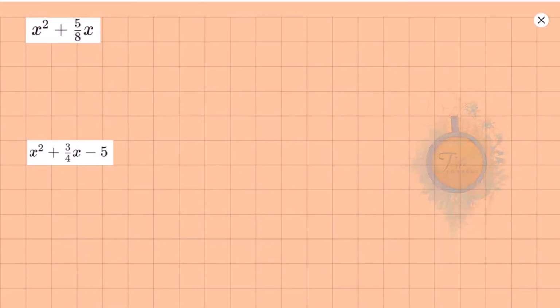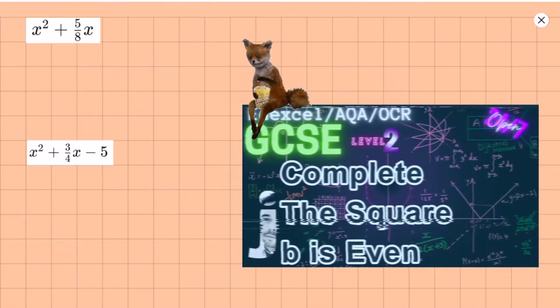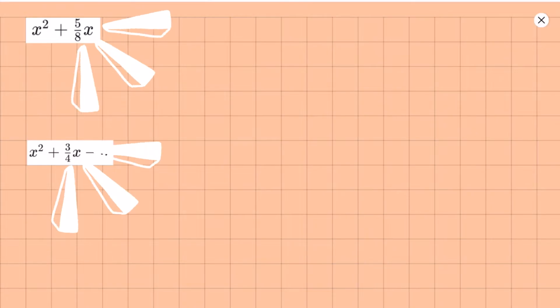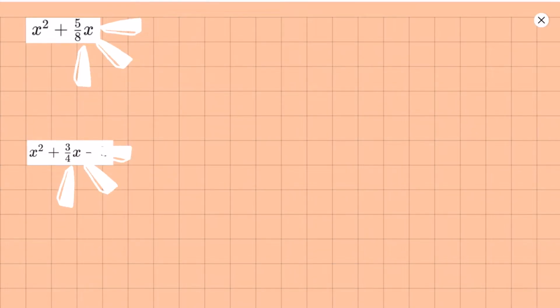So you want to complete the square. I would recommend looking at the video where b is even first, moving on to where b is odd, and then looking at where b is a fraction. It's probably the most complicated.